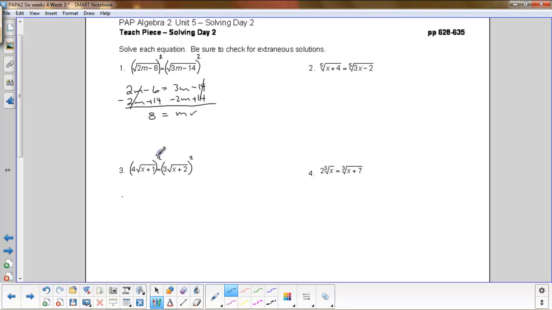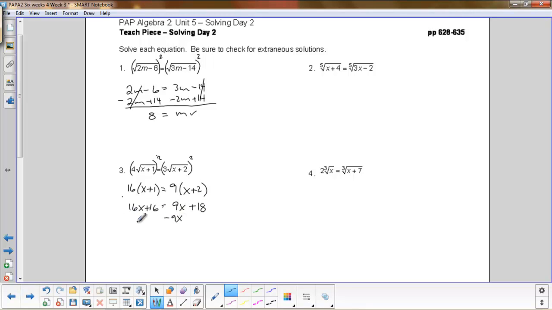Remember from our properties of exponents, that means I'm going to distribute the 2 to the 4 as well as the radical, and the 3 and then the radical, making this 16 times x plus 1. 4 squared is 16. The square root of x plus 1 squared is x plus 1. That's 9 times x plus 2. Using the distributive property, I'm going to get 16x plus 16 equals 9x plus 18. Now I'll go ahead and solve this.